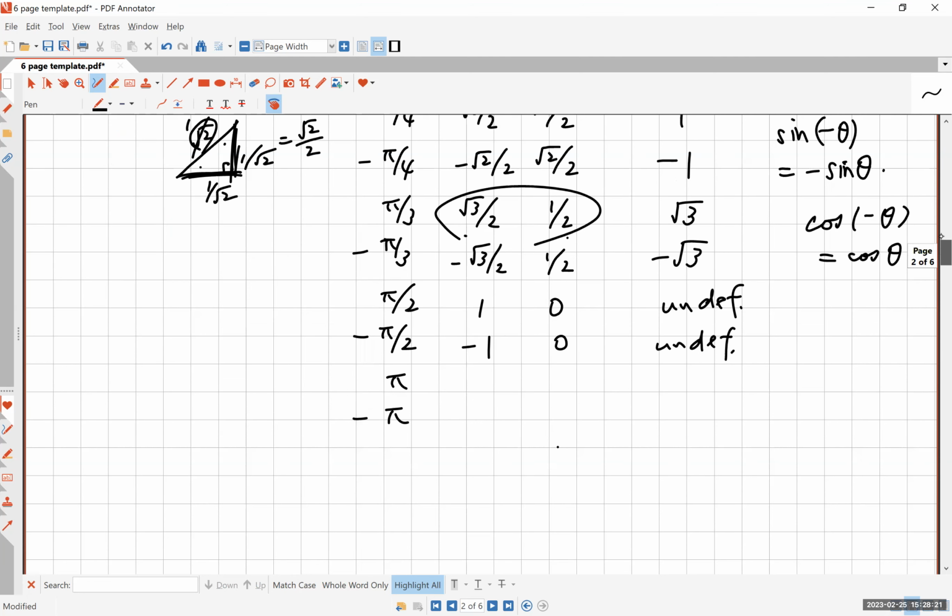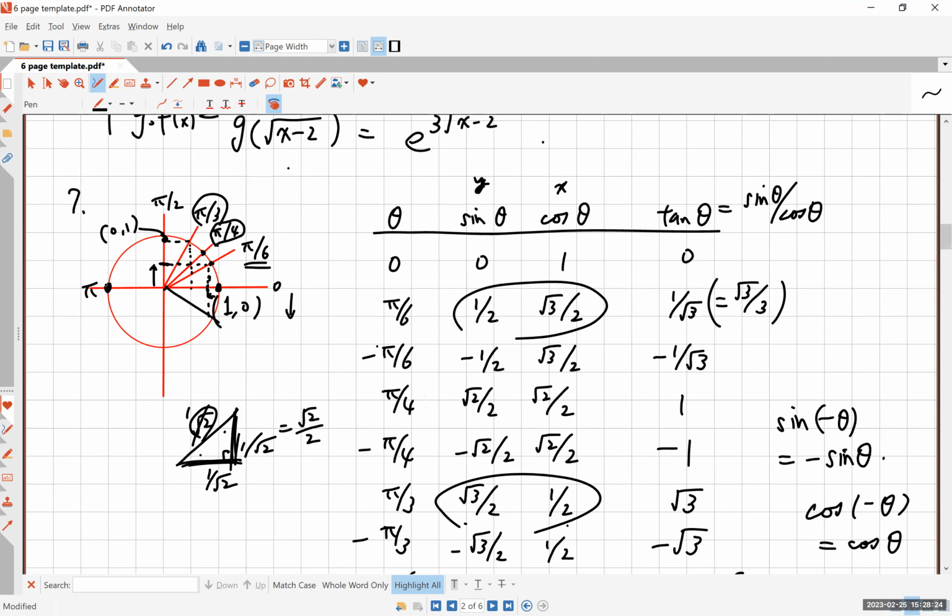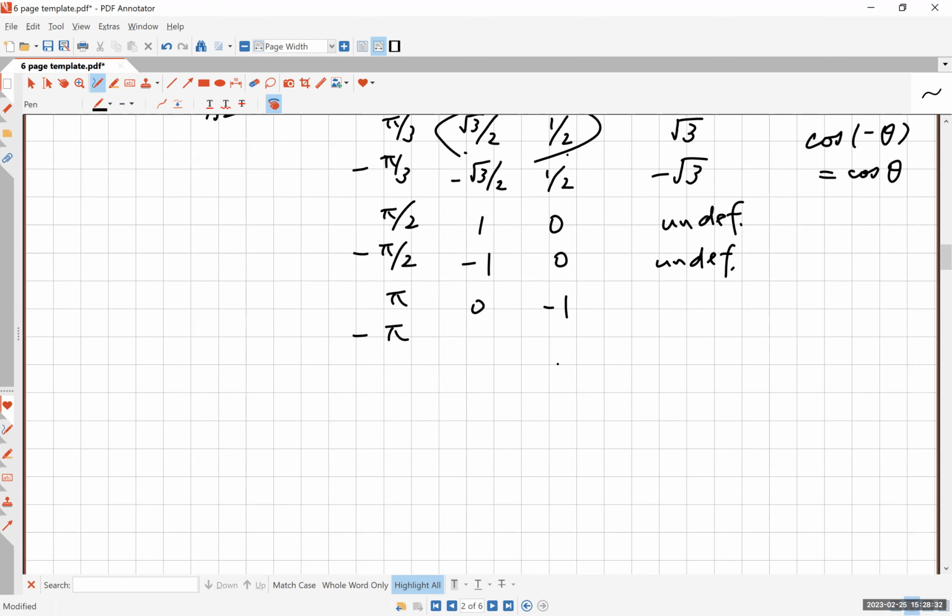Finally, pi. Pi is represented by that point here, which is -1, 0. That gives you the cosine of -1, sine is 0, and the tangent is 0 divided by -1, which is 0.